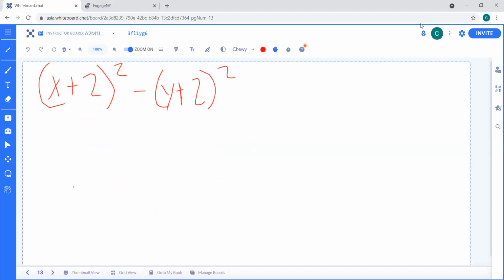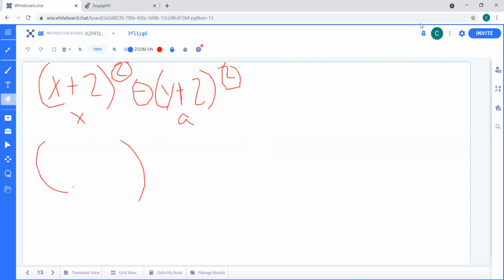Okay, so you have difference of two squares. Difference, two squares. Just remember this like your x and your a. So I bet my conjugates need to be a little bit bigger than that.